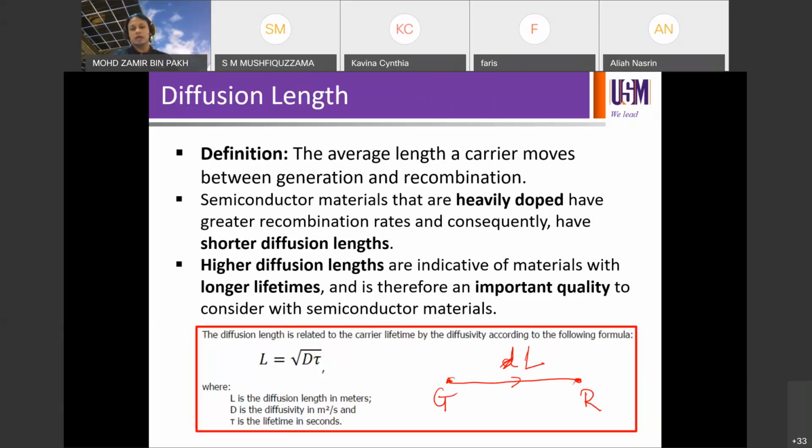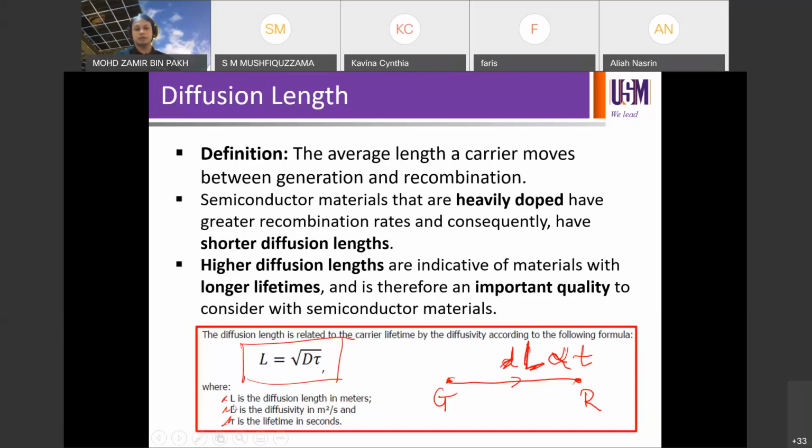So diffusion length is proportional to the lifetime by this equation: L equals the square root of D times tau, where L is the diffusion length, the distance traveled, D is the diffusivity of the carriers, and tau is the lifetime that we learned on the previous page, right?